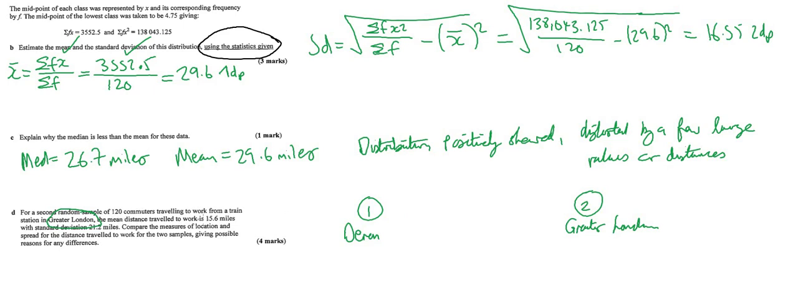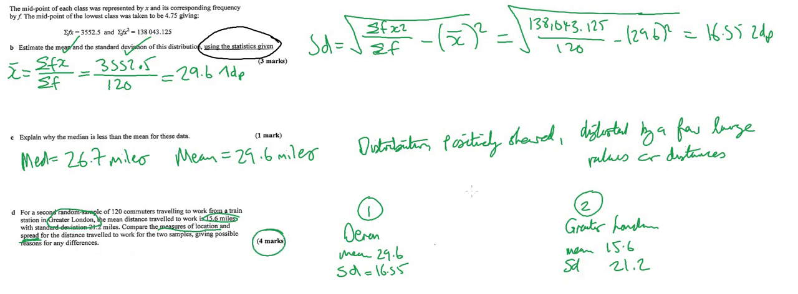Right, now, it tells us the mean distance to work. So we've got the mean, and that's 15.6. Whereas the mean for Devon, we just calculated, was 29.6. Okay, the standard deviation is 21.2. The standard deviation for Devon we calculated was 16.55. Now we're asked to compare the measures of location, which is our average, and the spread, which is going to be our standard deviation, giving possible reasons for any answers. Now there are 4 marks available here.